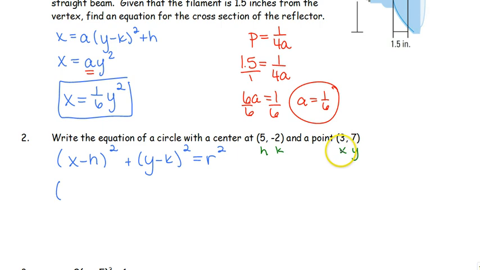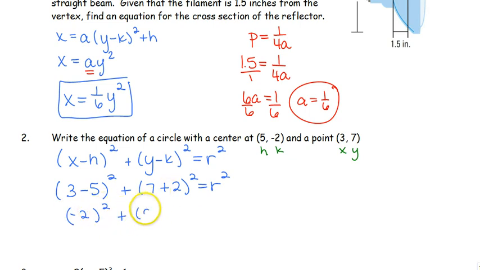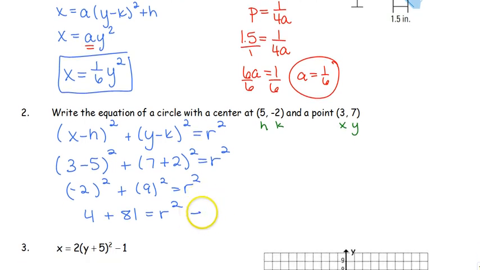We are told that our x is 3 minus h, and h is 5, quantity squared. Our y, which is 7, minus k, minus a negative 2 means that we're adding 2. And we don't know r squared. So r is what we are solving for in this case. 3 minus 5 gives us a negative 2, quantity squared. 7 plus 2 is 9, quantity squared. That gives us 4 plus 81. So we know now that r squared is equal to 85.